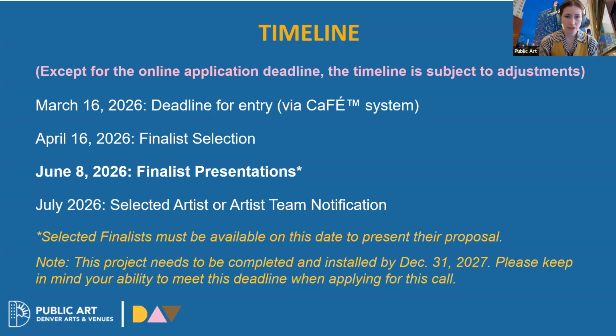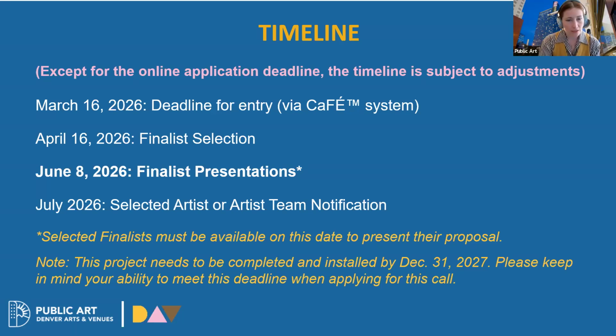I also post the timeline just to give artists an idea of what that proposal period is, kind of how quickly you would have to turn around a proposal. In this case, it's pretty comfortable. It's a little over 7 weeks. Some calls you'll see can be as short as 4 weeks, and some can be longer than 7 weeks. I'd say on average, it's around 6 weeks with ours. So we'll meet in April and choose our finalists, and then you'll have until June 8th to present your proposal.